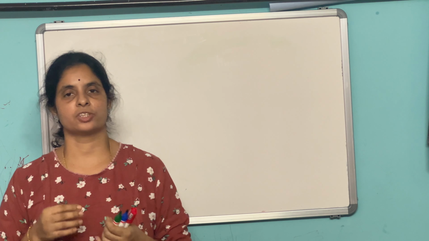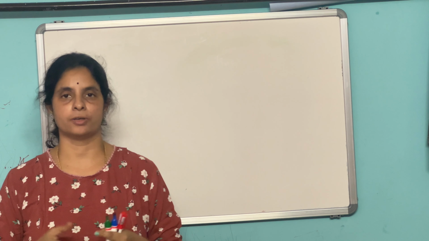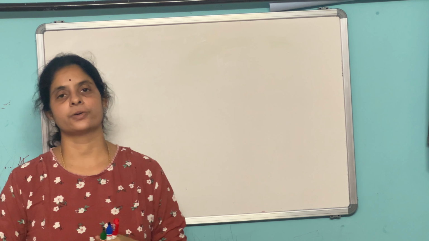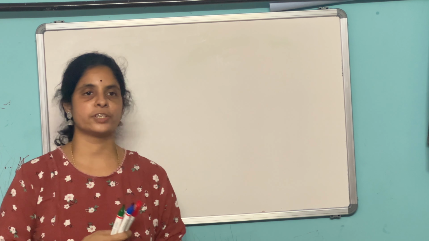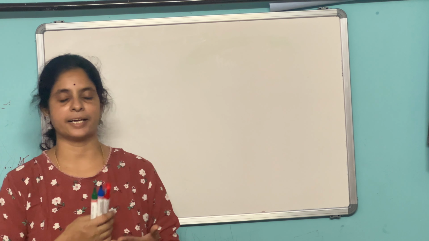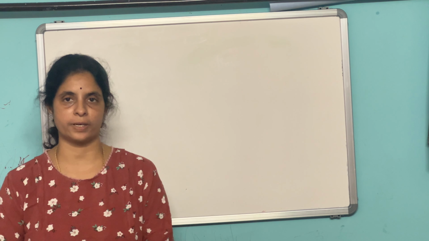Discuss how to find out the hybridization of any molecule or ion, and how to calculate bond pair of electrons and lone pair of electrons. In the last video, we discussed the types of hybridizations and the geometries also.